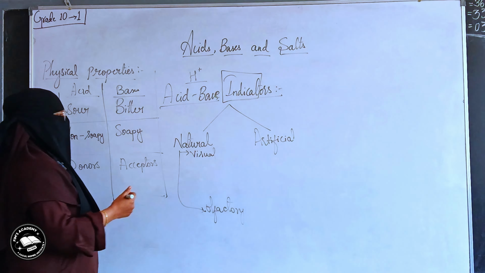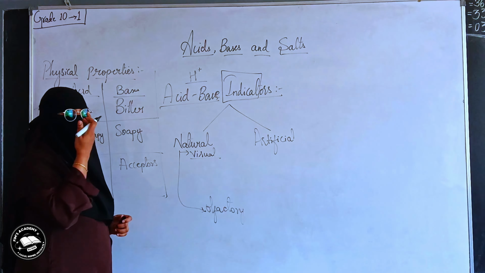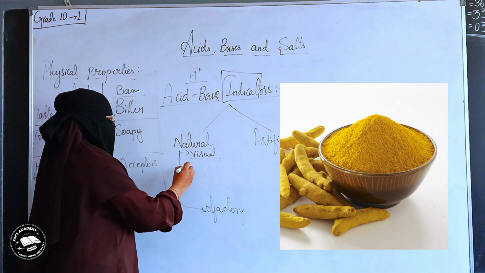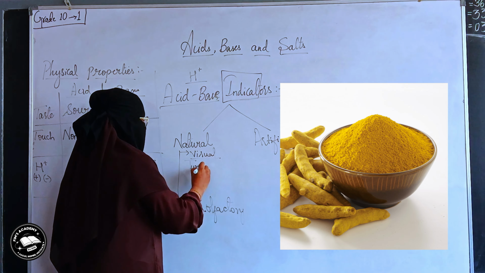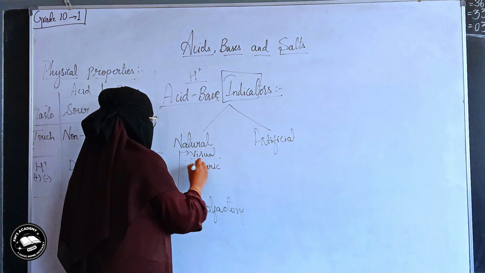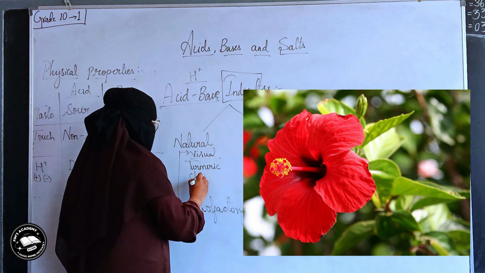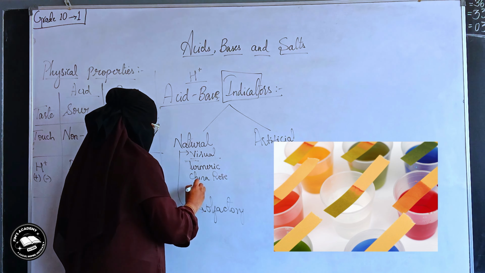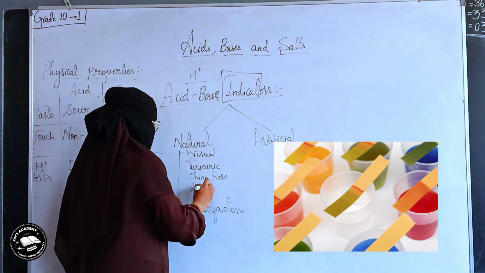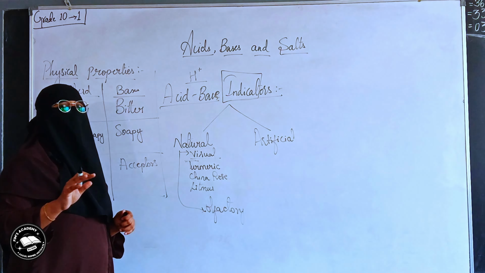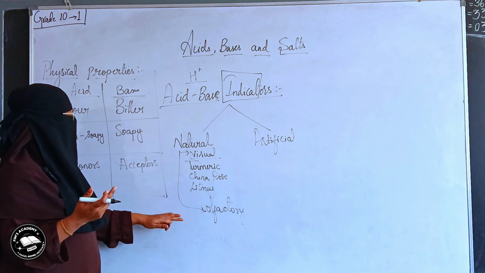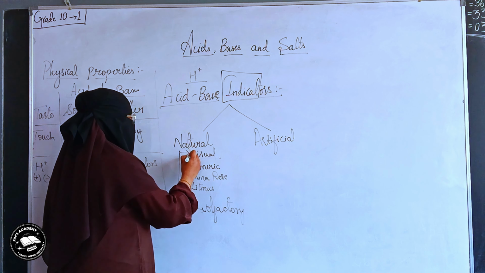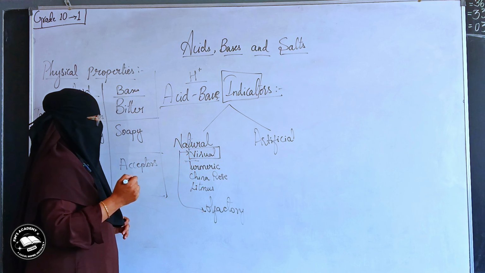What do you understand by the word visual? Something which is visible to us, right? So natural indicators like turmeric, China rose and litmus will basically change their color and indicate whether the given substance is acidic or basic, and that's the reason why they are called visual indicators.